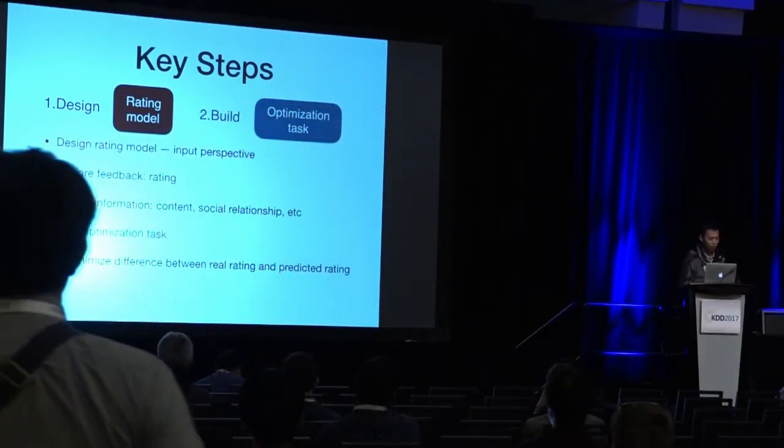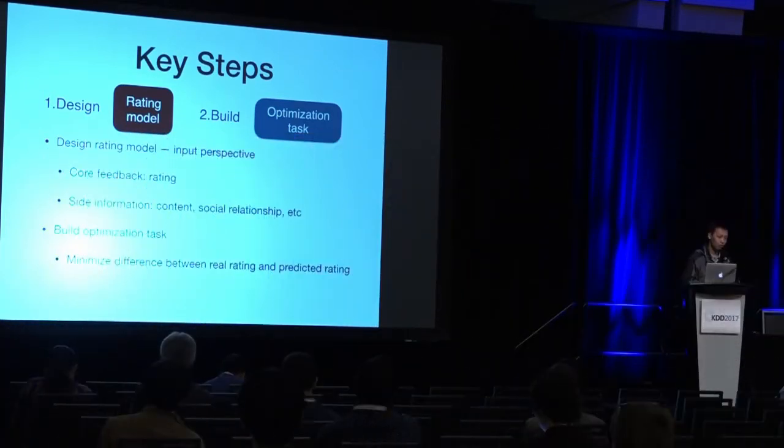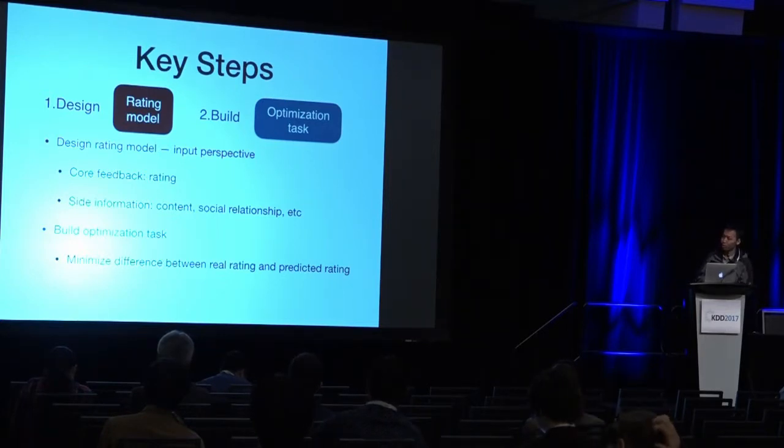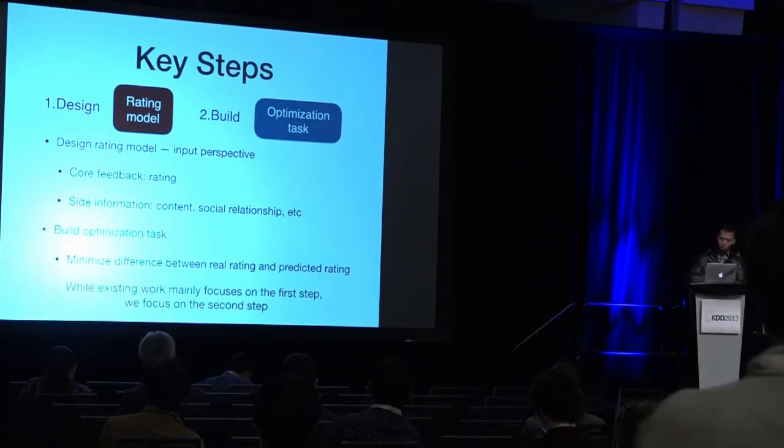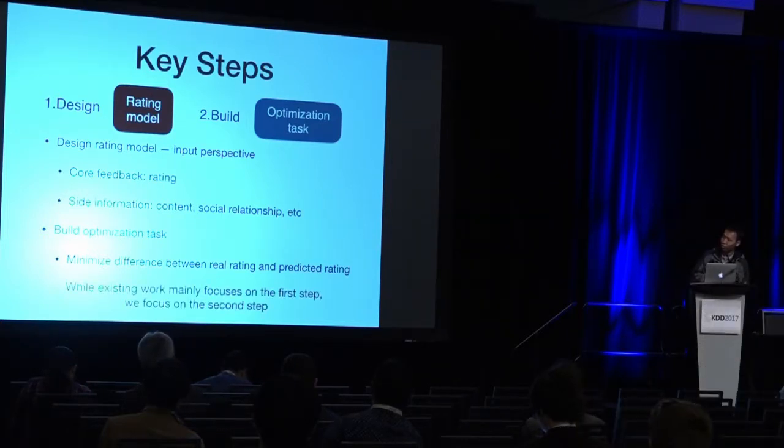Okay, and this slide basically gives a brief review of existing work. Most of the existing work focuses on the first step. That is, they try to, for example, incorporate side information such as the item content and the social relationships between users into the model, into the computation for the predicted rating. And a common practice of the second step is to minimize the difference between real ratings and predicted ratings, just as what MF does. So, as we just mentioned, while existing work mainly focuses on the first step, in this work, we focus on the second step.